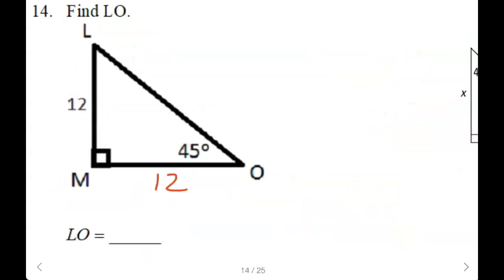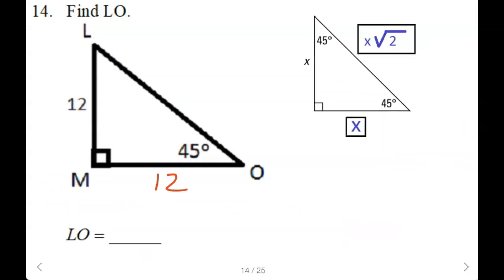All right, here's a 45, 45, 90 triangle. Let me remind you what you've memorized on that. And so here our legs are x, and our hypotenuse is x square root 2. So if x is 12 here, then our hypotenuse will be 12 square root 2.